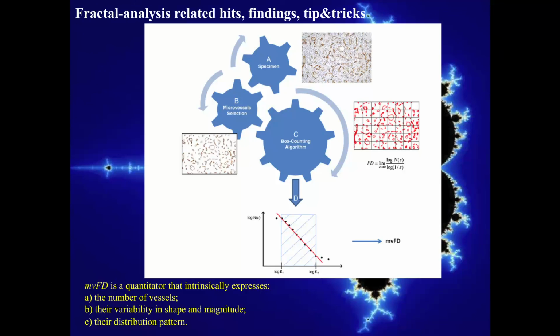This can be analyzed by means of different algorithms. This is the box counting dimension. It's the same algorithm which was used by Benoit Mandelbrot for the description of the roughness of the coastline of Great Britain. When we apply this box counting dimension to the microvessels, we get a number which I called the microvascular fractal dimension. In one single parameter it quantifies the number of the vessels, but not just that: also the variability of the vessels in terms of shape and magnitude, and the distribution pattern, which is the most important thing. So, are we able to quantify the different patterns by means of the fractal dimension? As I showed with the pituitary adenoma, yes.